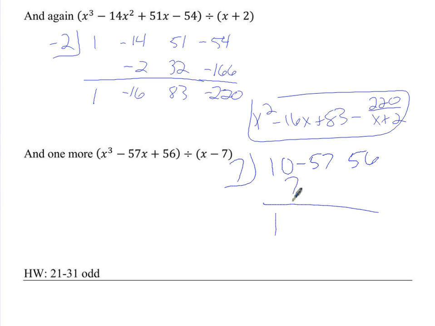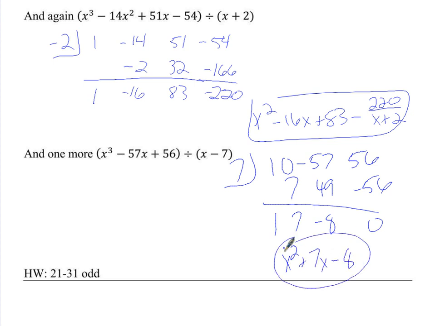7 times 1 is 7. Add, and I get 7. 7 times 7 is 49. Add, and I get negative 8. Negative 8 times 7 is negative 56. Add, and I get 0. So my answer is x squared plus 7x minus 8. Obviously, I've done more than you have, so I'm going to go a lot faster. But that's the idea. Remember the term that was missing. Good save.